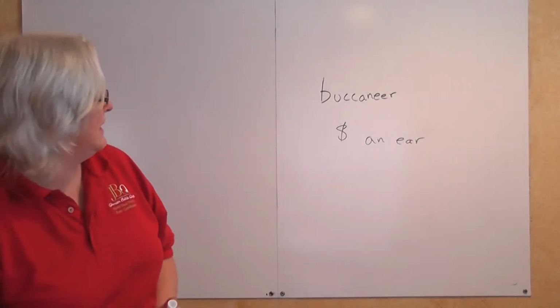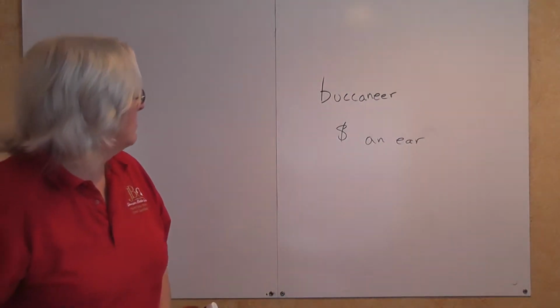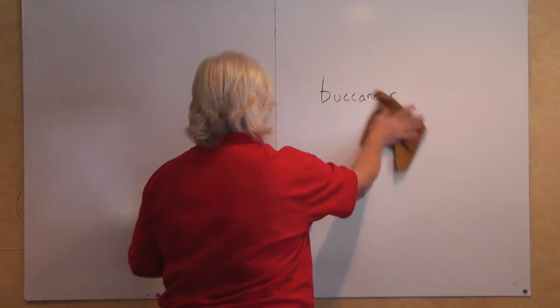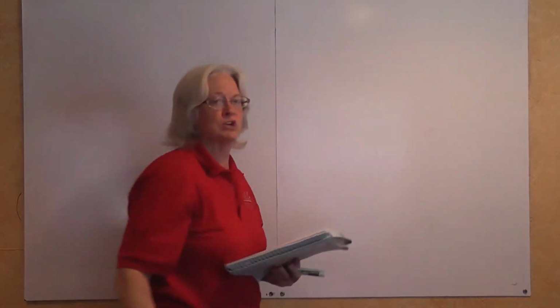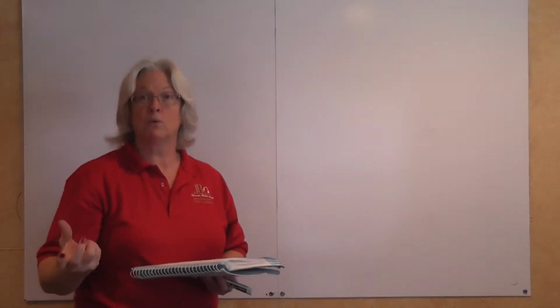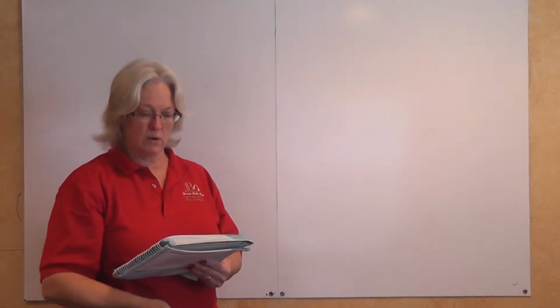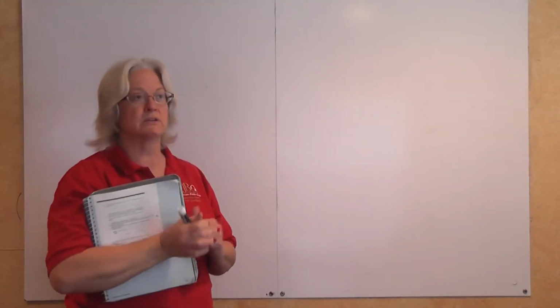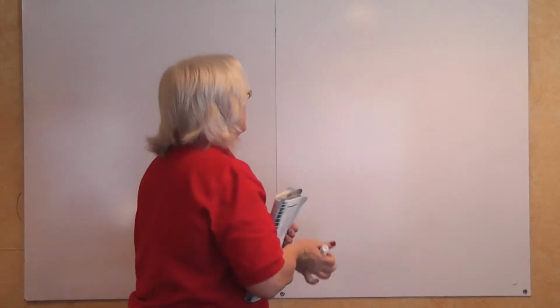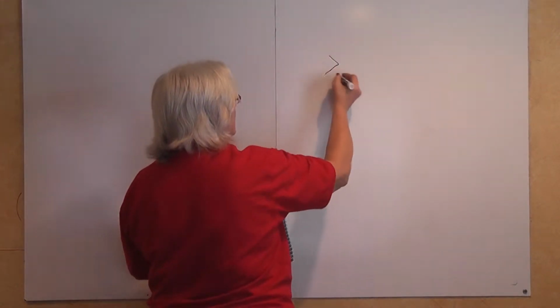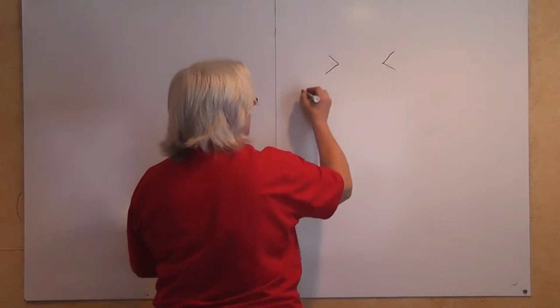So let's go ahead and see what we have in section 8.7. We know what an equation is. An equation has an equal sign. Well, what is an inequality? An inequality is something that looks like an equation, but rather than just an equal sign, it's going to have a greater than or a less than symbol.